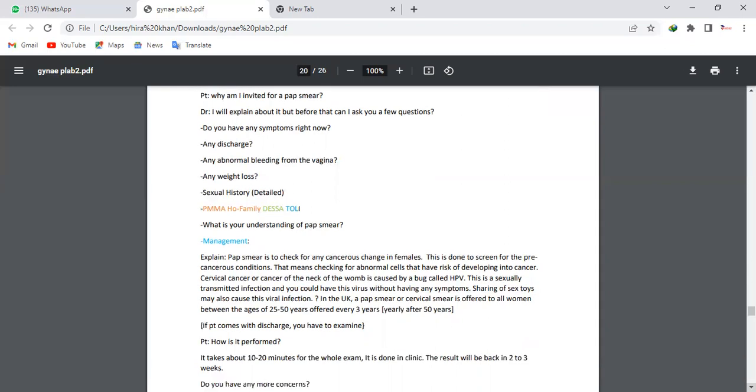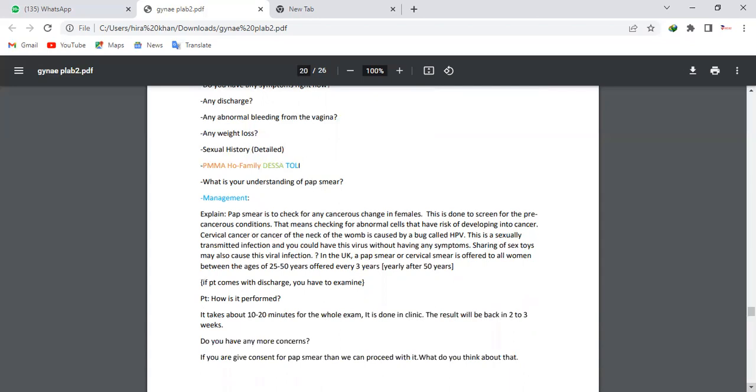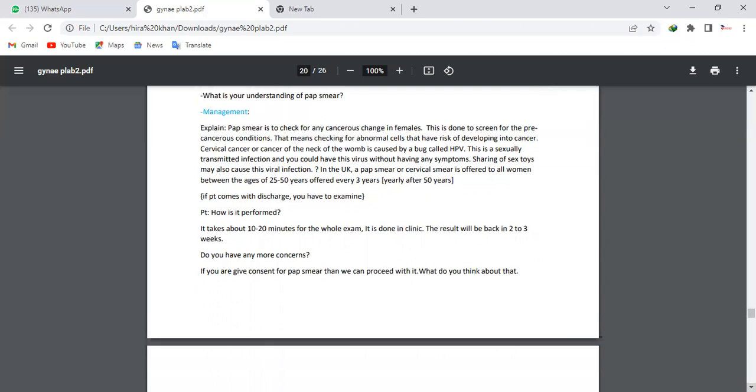And then explain. Well, what a pap smear is, it is basically to check for any cancerous change in females. This is done to screen for precancerous conditions. By that, I mean to check for abnormal cells that have the risk of developing into cancer. Cervical cancer, or cancer of the neck of the womb, is caused by a bug. This is a sexually transmitted infection and you can have the virus without having any symptoms. Sharing of sex toys may also cause this viral infection. In the UK, the pap smear or cervical smear is offered to all females between 25 and 50 years of age, 3 yearly. Now she can say, okay, so how is it performed?